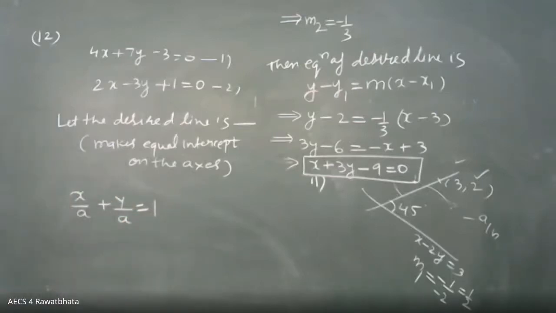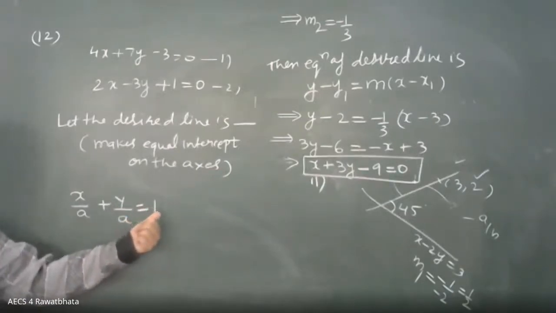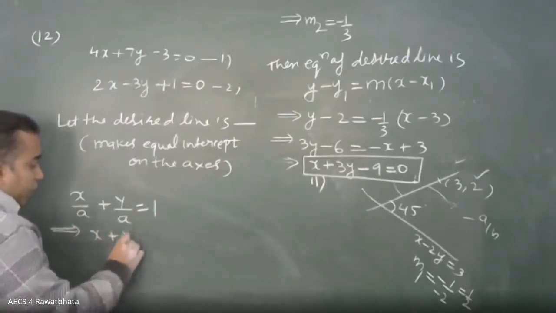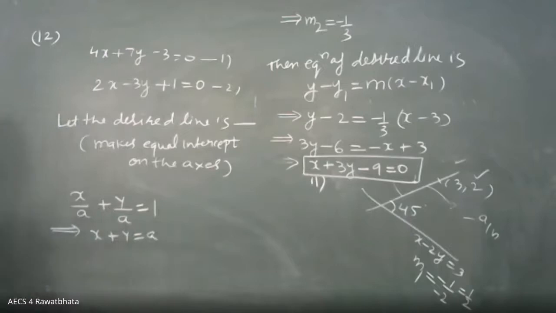This I have assumed. You can see that the LCM will be a, and if I take it to the right hand side, this will be x plus y equal to a. So I am simplifying it. This will become x plus y equal to a. Now the only thing is to get the value of a. How to get it?